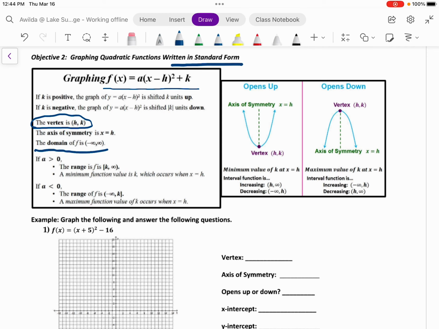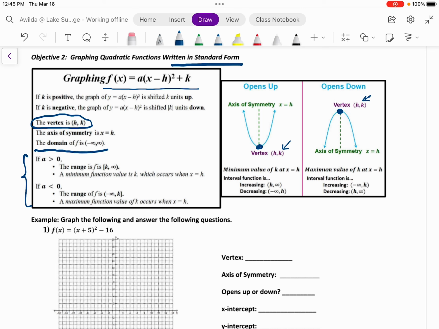The range, however, will be restricted. If the parabola opens up, as we see here in this first graph, then the vertex will be the lowest point on the graph, and therefore the range will start at whatever that k value is, and then will continue upward without bound. However, if the parabola opens down, now the vertex is the highest point on the graph, and the range will go as high as k with no lower bound. We see that summarized here in these notes.